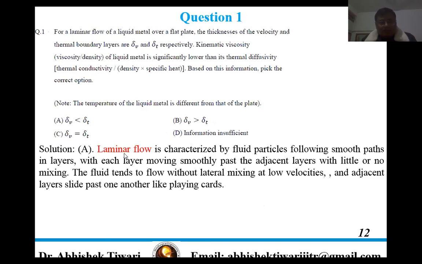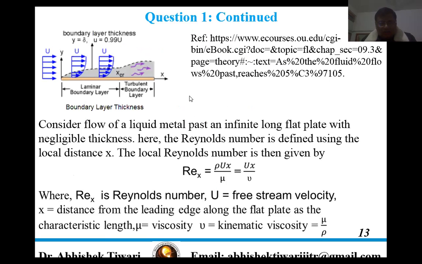So first we need to know about laminar flow. Laminar flow is characterized by fluid particles flowing along smooth paths in layers, with each layer moving smoothly past the adjacent layer with little or no mixing. The fluid tends to flow without lateral mixing at low velocities, and adjacent layers slide past one another like playing cards. Now this is for laminar flow, and this is for turbulent flow.